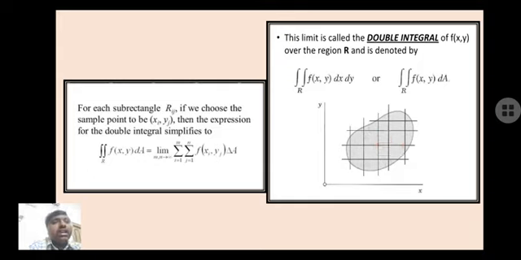If the limit exists, we say that the double integration exists, but it is not possible in each and every case. The double integration is also represented in the form of double integral over R of f of x comma y dx dy. This dx dy is nothing but the area of the smallest rectangle dA. The area of a rectangle is dx into dy, that is length into breadth. So dA can also be written as dx into dy.